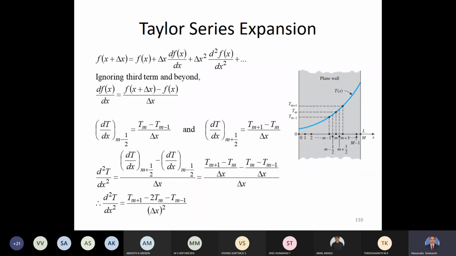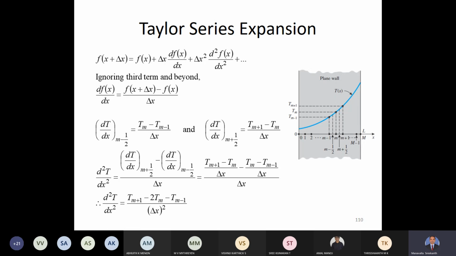Now, the basis of these numerical methods of solution is the Taylor series expansion. From calculus, from mathematics, you know that this is the Taylor series expansion. It's an infinite summation series. The function of x plus delta x is equal to function of x plus delta x multiplied by df(x) by dx plus delta x square multiplied by d square f(x) by dx square, and so on and so forth.